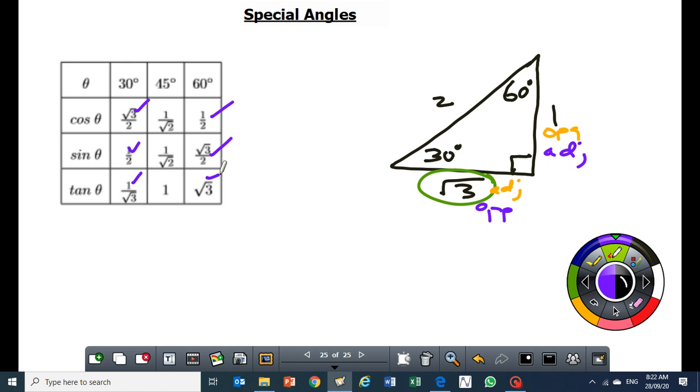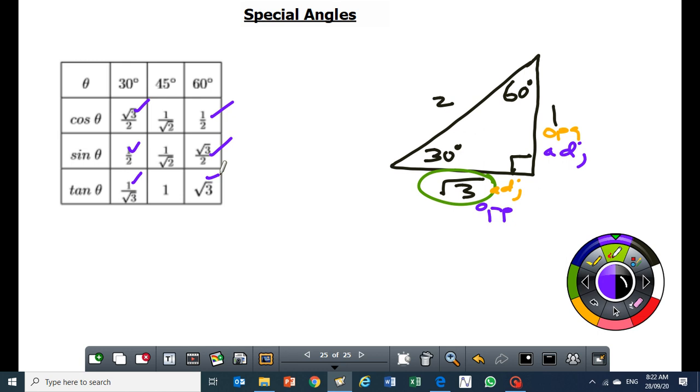Yes? So we have to draw a triangle there? No. The triangle is used to derive the ratios. But in the examination, you never get a question saying, use this triangle to determine the trigonometric ratio for cos 30, sin 30, and so on. No.